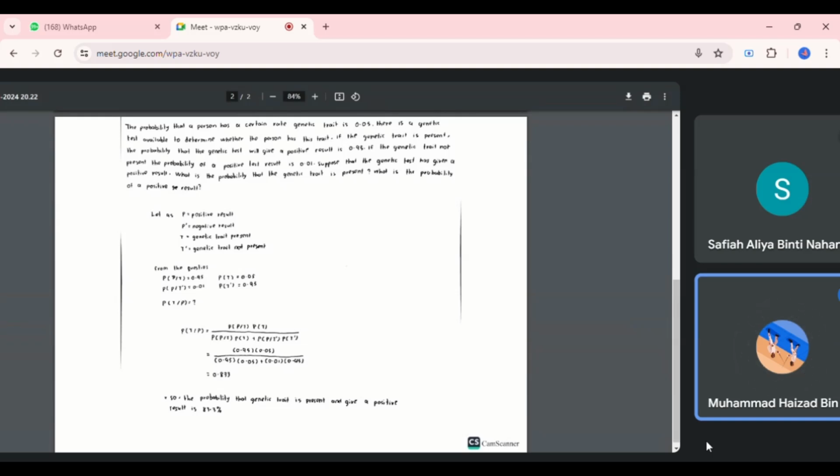To solve the question we use Bayes' theorem. We just substitute all the information given into this formula and we get 0.833. So the probability that the genetic trait is present given a positive result is 83.3%.